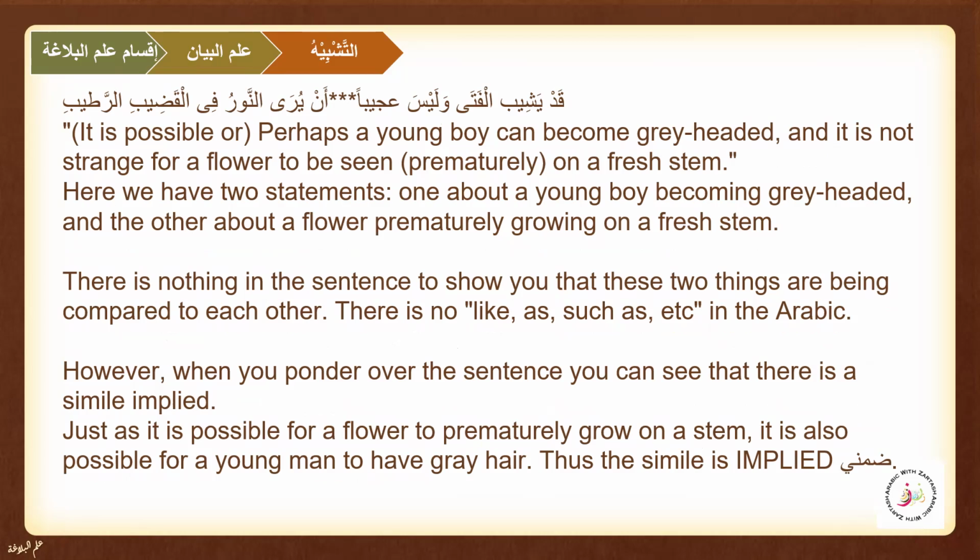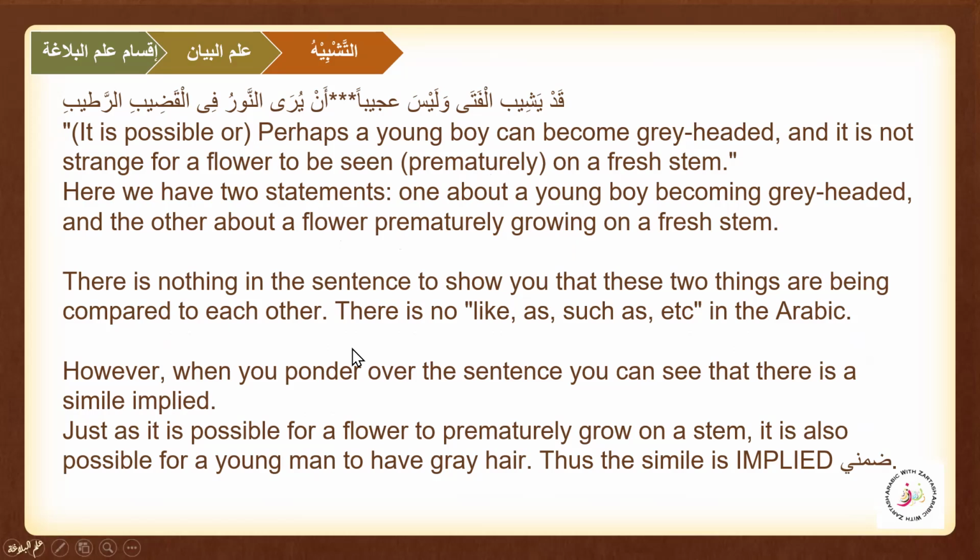This is قد يشيب الفتى وليس عجيبا أن يرى النور في القضيب. Here, fil-qadib ar-ratib. So here, perhaps a young boy can become grey-headed, and it is not strange for a flower to be seen prematurely on a fresh stem. So here again we have two statements: one about a young boy becoming grey-headed, and the other about a flower prematurely growing on a fresh stem, أن يرى النور في القضيب الرطيب.